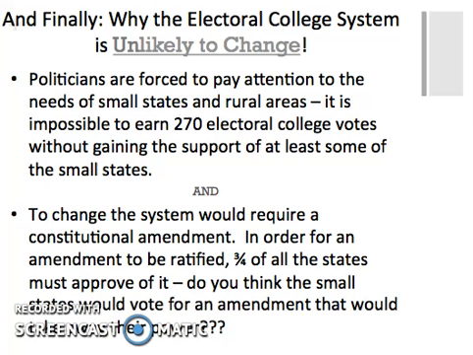Also, a change to the system would require a constitutional amendment. We don't see many amendments in our lifetime. In order for an amendment to be ratified or passed, three-fourths of the states must approve it. Do you think that a small state would vote for an amendment that would take their power away?